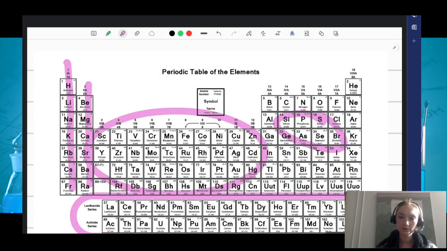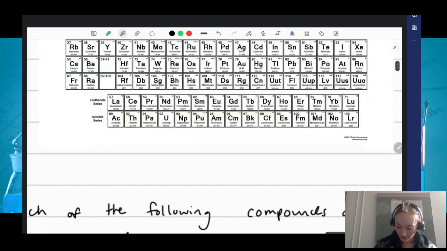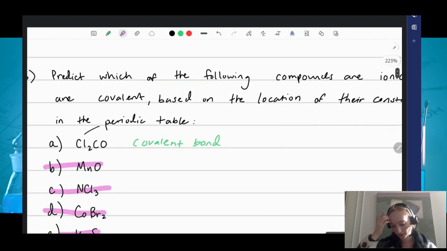But those are basically your metals versus your nonmetals, and aluminum is obviously going to be a metal as well. So, since our first one is chlorine, carbon, and oxygen, it's covalent, and for 13b, this is manganese and oxygen. So manganese is a metal, a transition metal, and oxygen is a nonmetal. And so because there's a metal and a nonmetal, this is going to be the ionic bond.